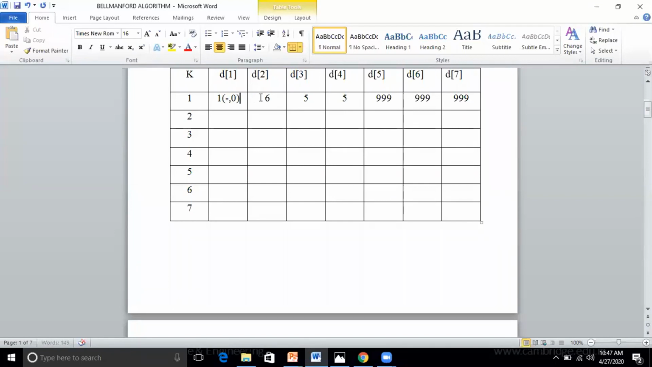Don't mark these as 2 via 1; that is not required. Only 1 comma 6 is sufficient. Similarly, 1 comma 5, then 1 comma 5, then 1 comma 999. Where you don't have a direct edge, write dash comma infinity. That hyphen indicates that we are still not aware of the predecessor.